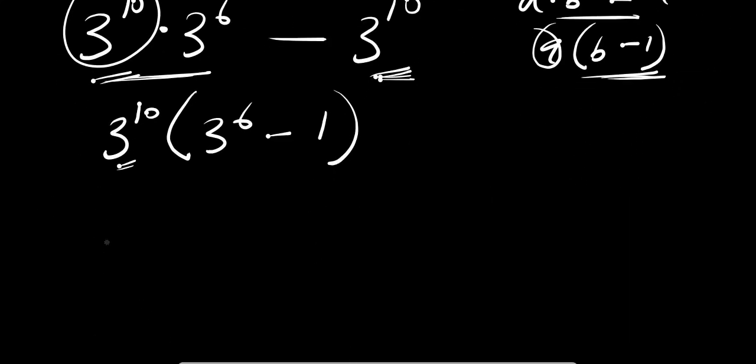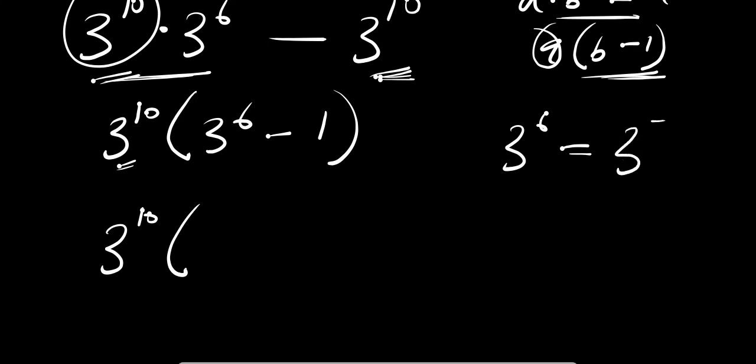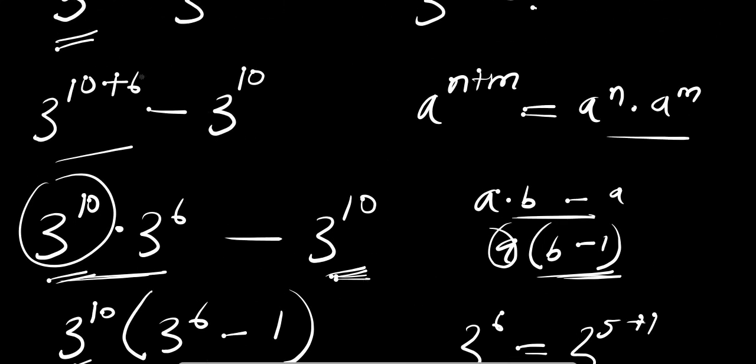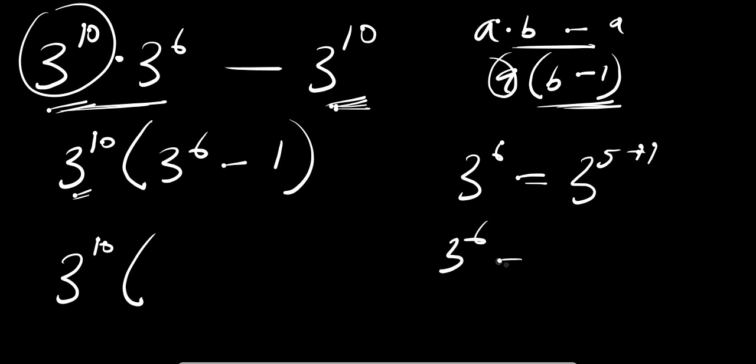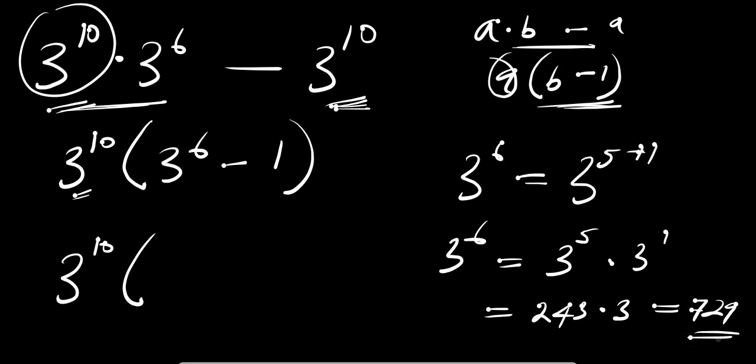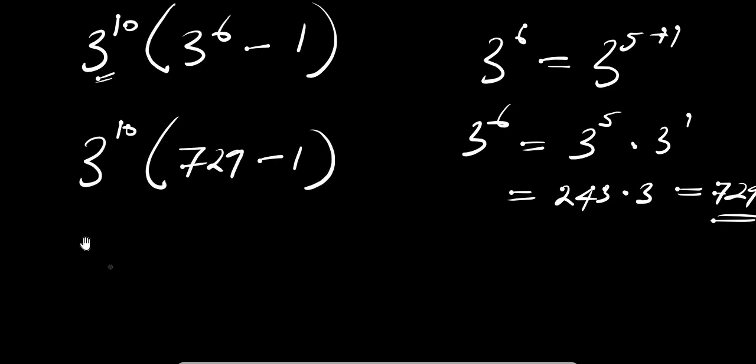We proceed. We have 3 power 10 times 3 power 6 is simply, we can have it as 3 power 5 plus 1. Have you seen that? Now, by applying this same identity, we are going to have 3 power 6 equals 3 power 5 times 3 power 1. And 3 power 5 is simply 243. We have times 3. And 243 times 3, we are definitely going to have 729. Have you seen that? So we have 729 minus 1. So this will give us 3 power 10 times 729 minus 1 is 728.